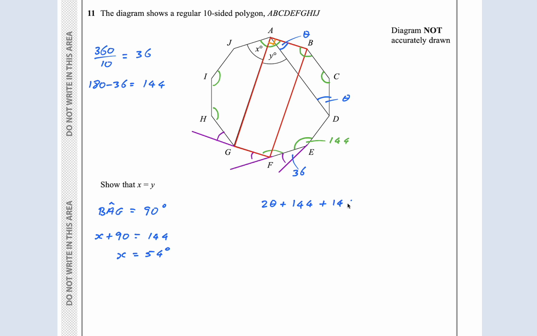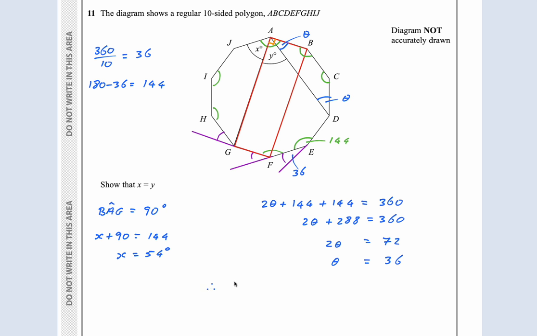144 plus 144 has to equal, these 4 angles add up to 360, because in a quadrilateral, the 4 angles add up to 360. That is something you need to know. Okay, I'm then going to solve this. 2 theta plus 288 equals 360. 2 theta equals 360 minus 288, which is 72. And theta is therefore 72 divided by 2, which is 36.